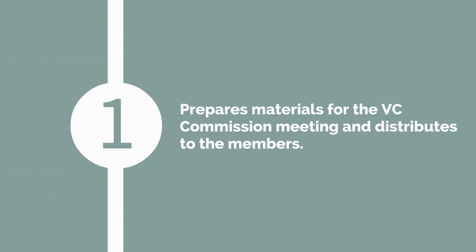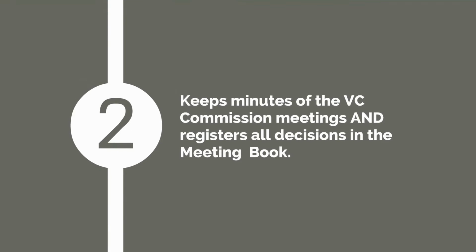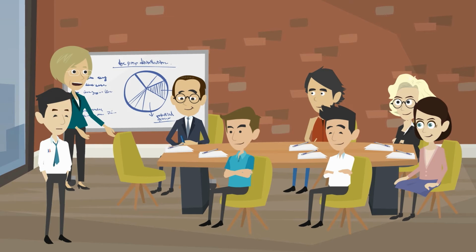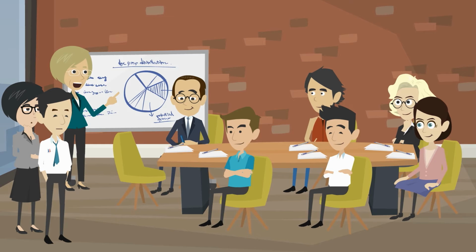For example, the secretary prepares materials for the VC Commission meeting and distributes materials to members, keeps minutes of the Commission meetings, and registers all decisions in the meeting book. The secretary also provides certified copies of decisions and of minutes of meetings to interested persons such as observers within 24 hours. VC Commission meetings should always be open to accredited observers.